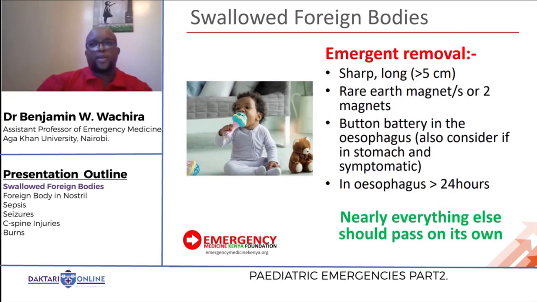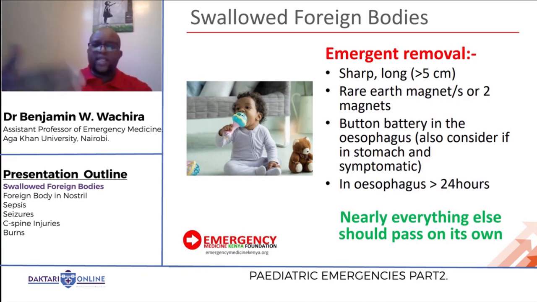So anything goes into the mouth, okay? What are the things we really panic about? If they're sharp and long, more than 5 centimeters, panic about that. There are some rare earth magnets. I've never seen those ones, but if your child has swallowed 2 magnets, they could easily go into the abdomen and attach to each other at different points, and that could be a problem. So worry about those ones.